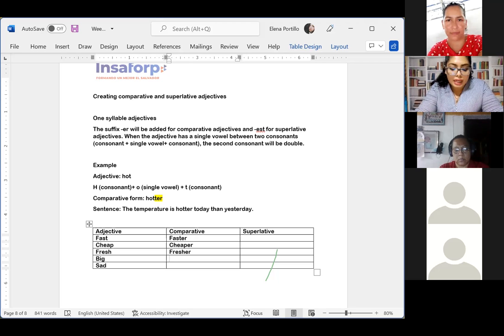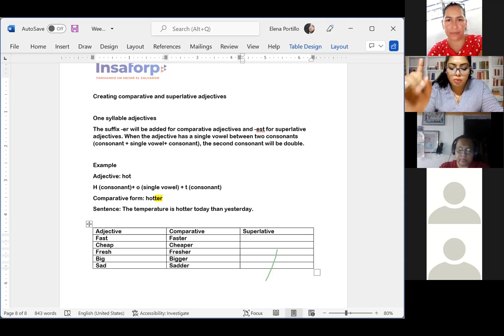Then, in this case, we are going to double the G because we have this kind of word in which we have the consonant, the vowel, and the consonant. So we are going to write it like this, bigger. And in the last one, we have another one of these words, and we need to double the last consonant. We have sad, and then we transform it into sadder.